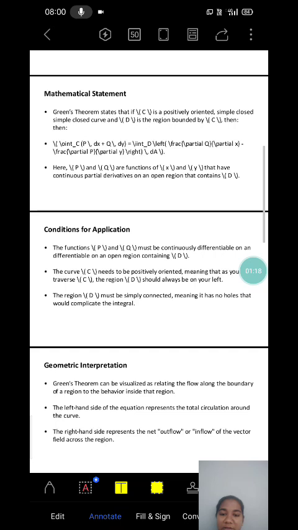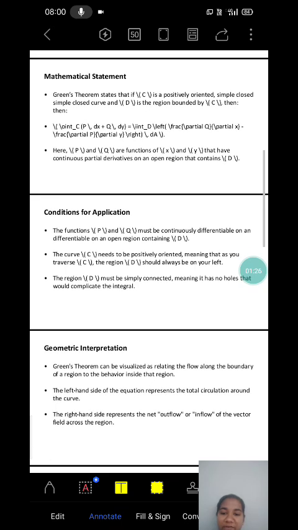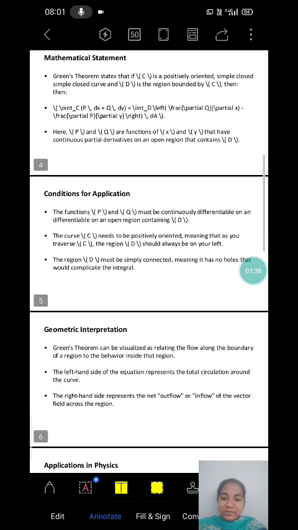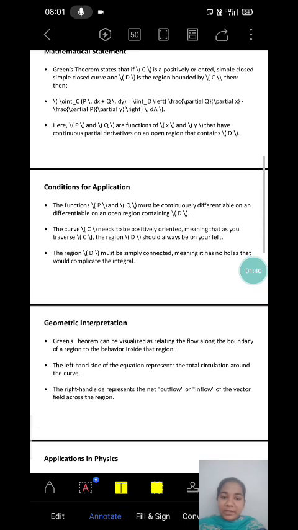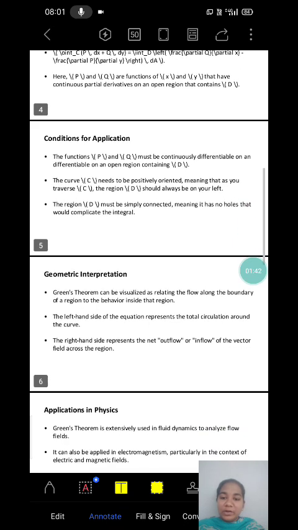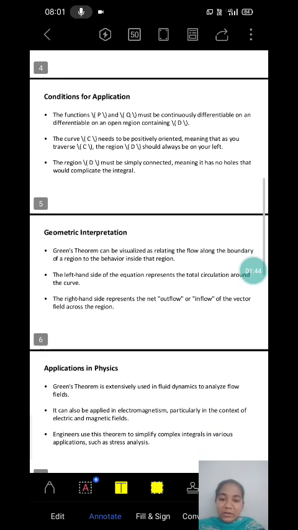Conditions for application. The functions P and Q must be continuously differentiable on an open region containing D. The curve C needs to have positive orientation, meaning that as you traverse C, the region should always be on your left. The region must be simply connected, meaning it has no holes that would complicate the integral.